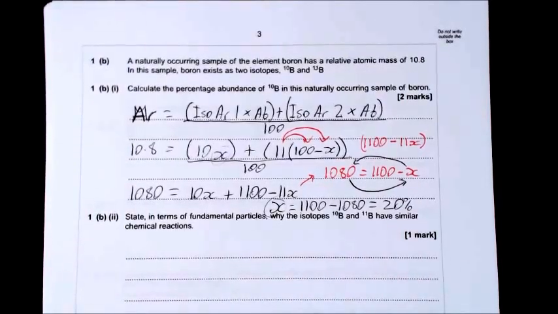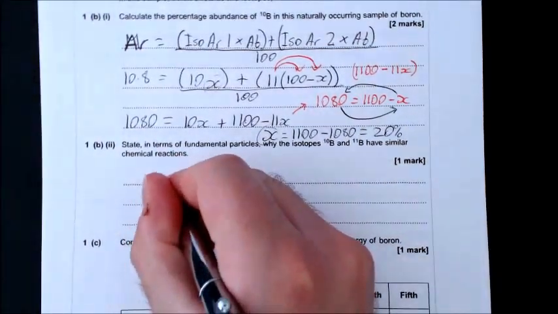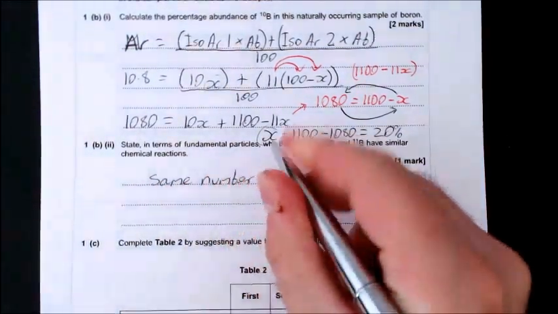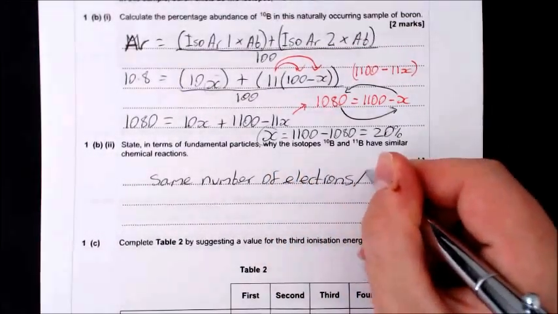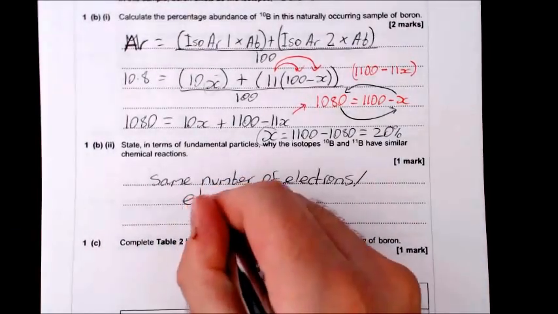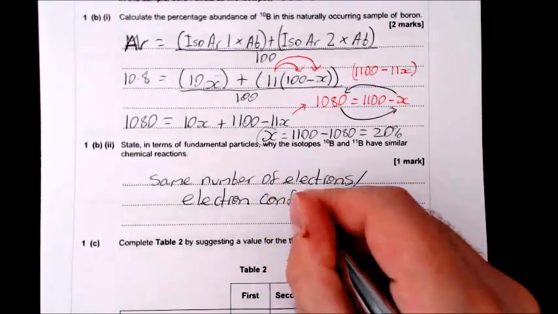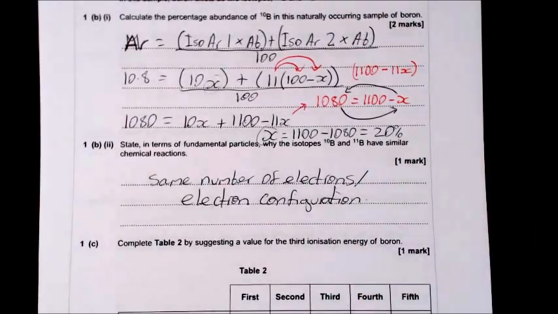And if we look at the next one, which is 1b, part 2, state in terms of fundamental particles why the isotopes B10 and B11 have similar chemical reactions. And the key thing they're looking for here is the same number of electrons, because that's the key thing that you need to know. So write that down. There you go. Or the electron configuration is the same. It's only for 1 mark, so they're not after a lot, so you don't need to write too much. So we'll just put electron configuration on there. It's only 1 mark, like I say.